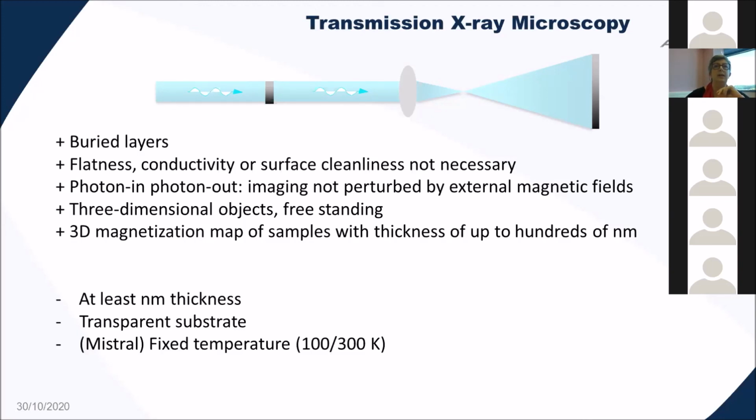And let's say the minimum amount of material that one has to look at is a bit larger than in PEEM, because one looks at the full thickness, and one needs a transparent substrate. And at least at Mistral, the measurement temperature is fixed at either 100 K or room temperature. And changing the temperature during measurement causes a lot of drift, so alignment is not very good, because this depends on the mechanical stability of the microscope mechanics.